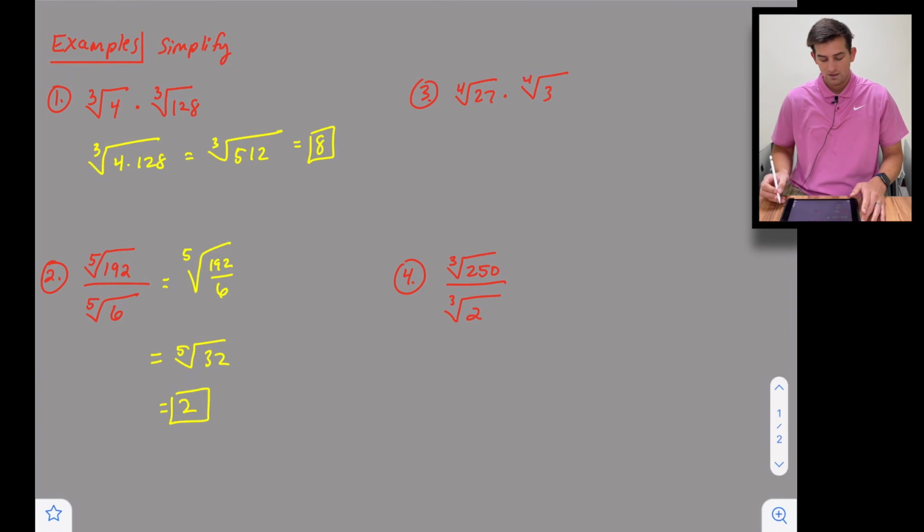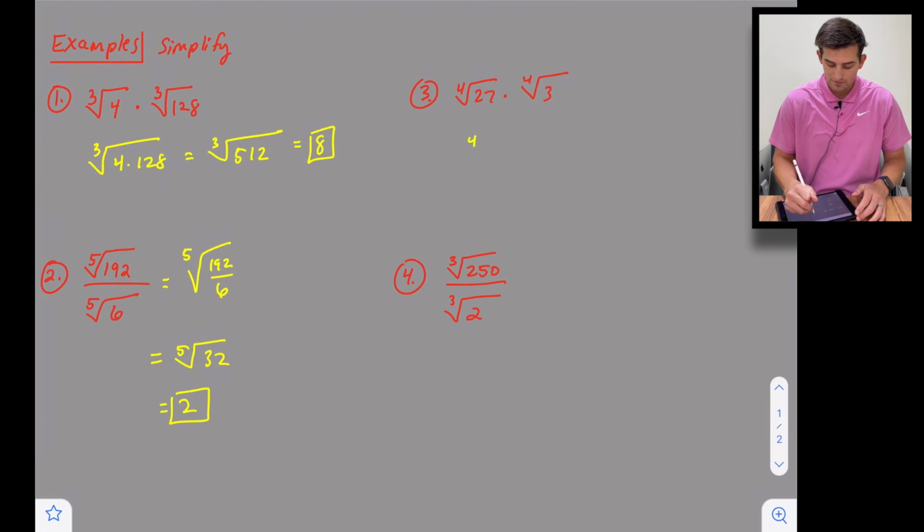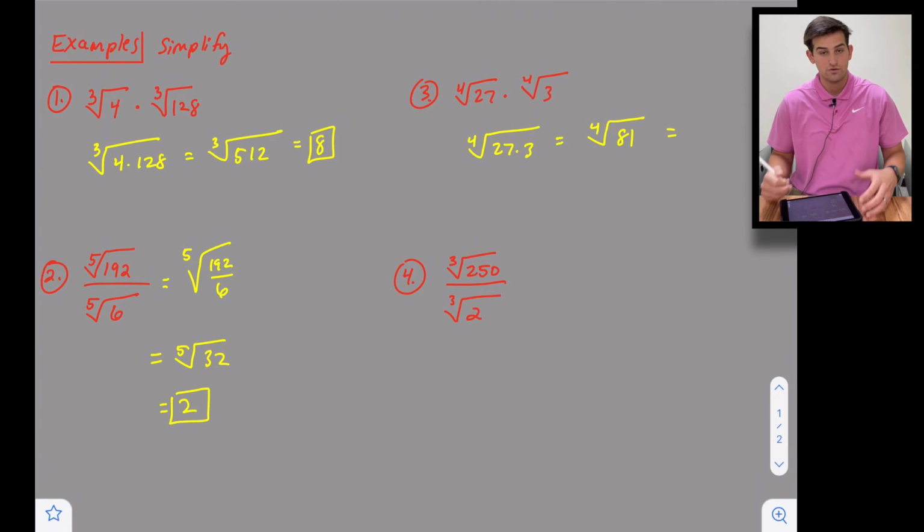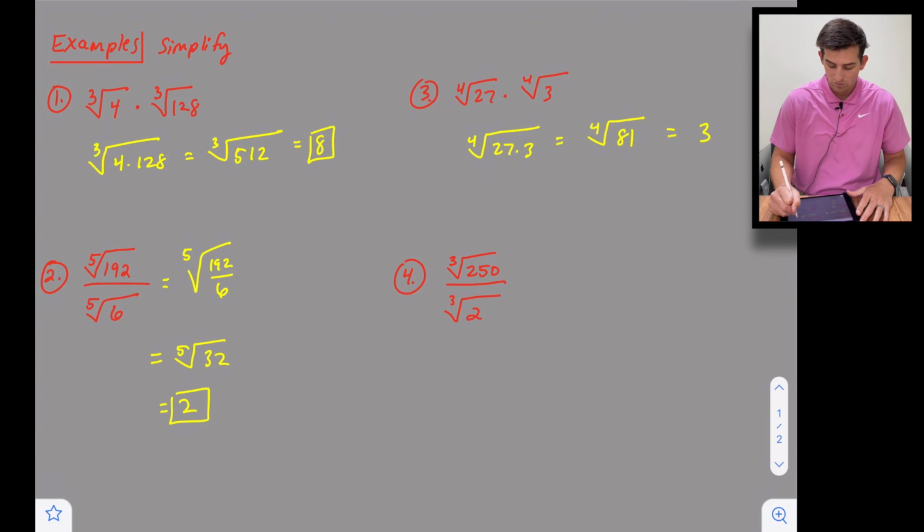Okay. All right, and number 3, back to the top here, we have a product. So the fourth root of 27 times the fourth root of 3. Well, we could write that as the fourth root of 27 times 3, and we get the fourth root of 81. So the fourth root of 81, we said, would be 3. And now, since this is an even root that we're taking, the fourth root, we should write this as positive or negative 3.